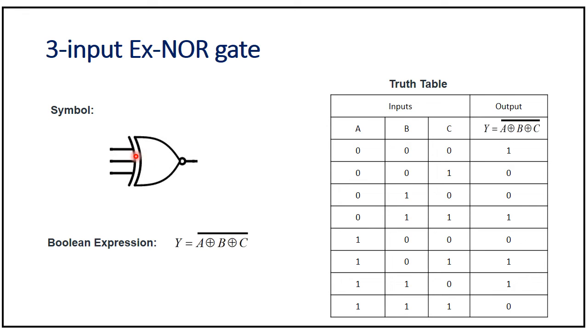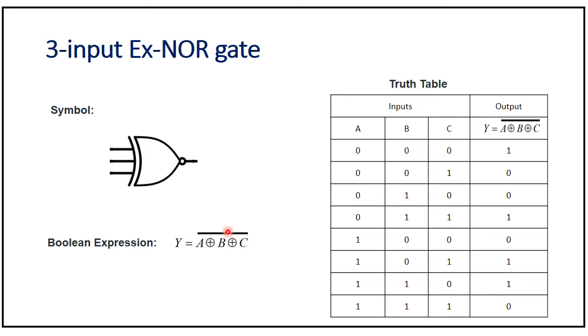This is the negation of the 3 input XOR gate. See, this is the symbol of the XNOR gate, and it is a combination of XOR plus NOT. It has 3 inputs A, B, C, and this bubble indicates the NOT operation. The boolean expression is Y is equal to A XOR B XOR C.